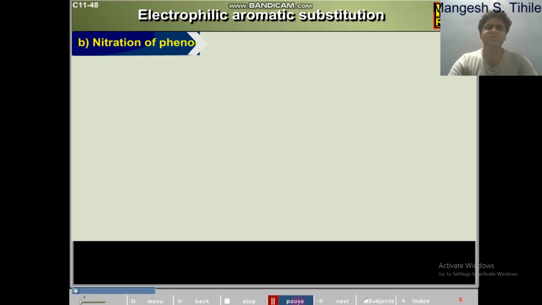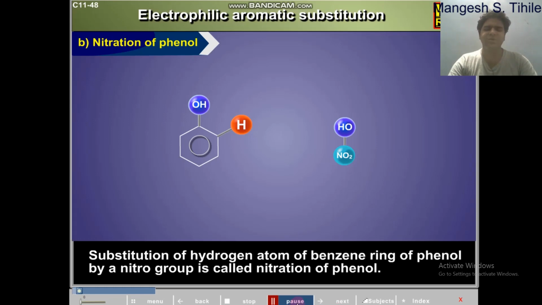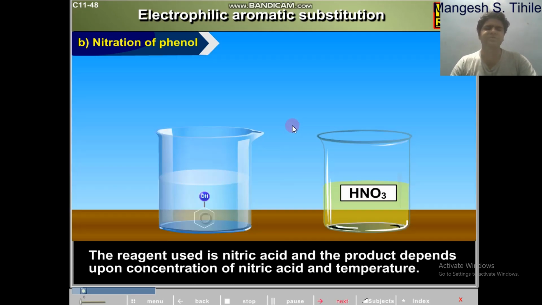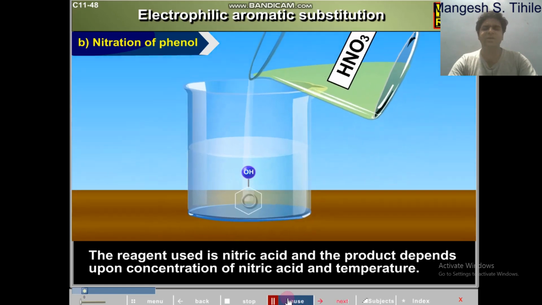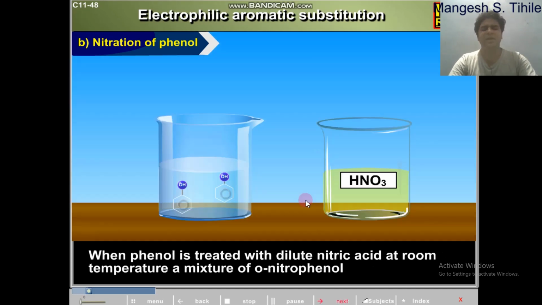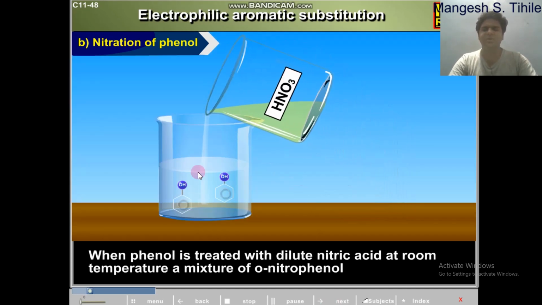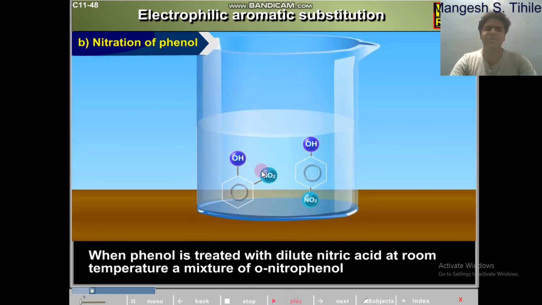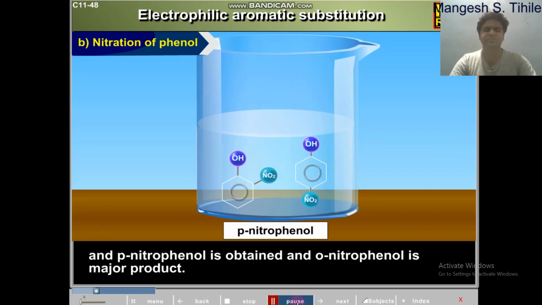Then after that, the nitration of phenol. So when we do the nitration of phenol, what will happen? Replacement of hydrogen with OH forms water and the resulting product forms ortho or para-nitrophenol. If we do the reaction of dilute HNO3 with phenol, we'll get ortho and para-nitrated phenol. So here is a representation of the reaction.